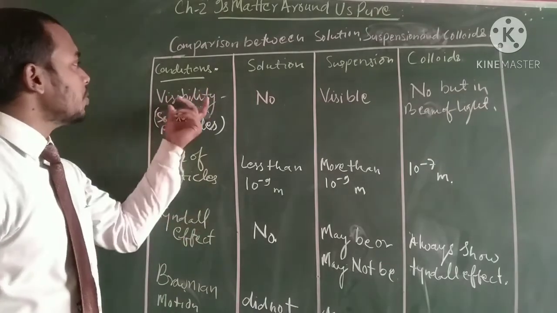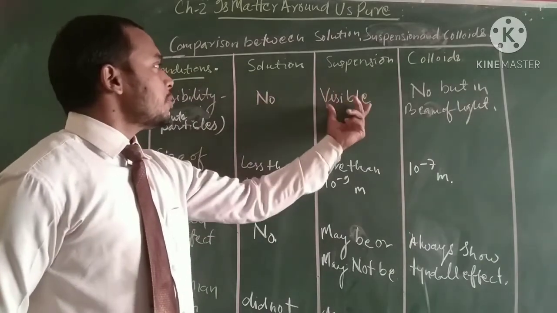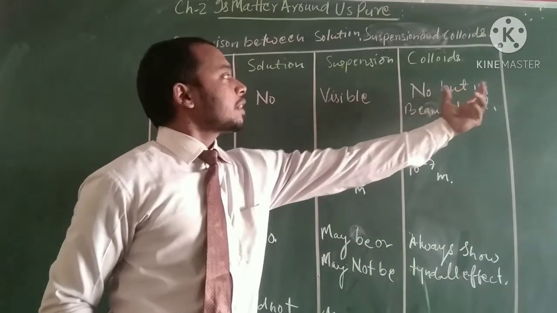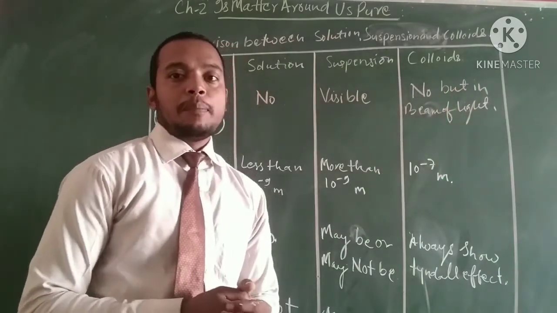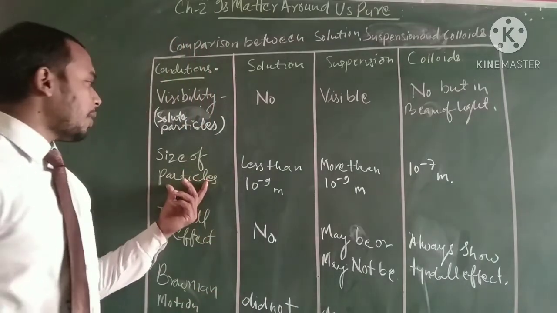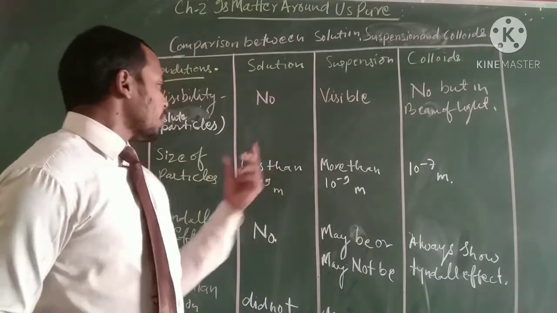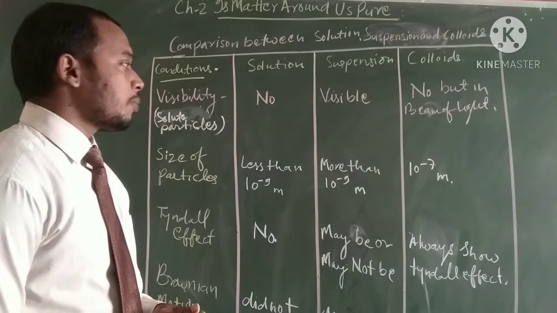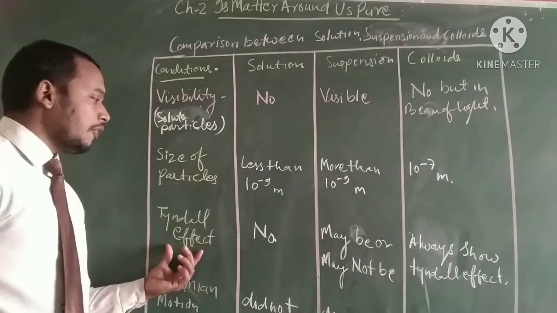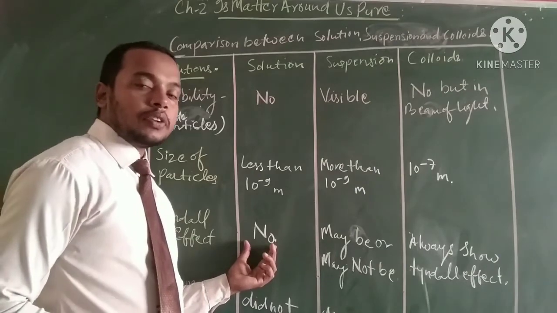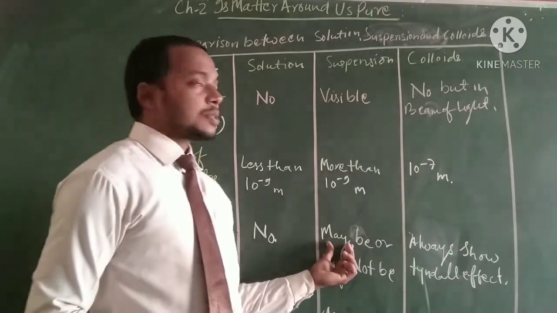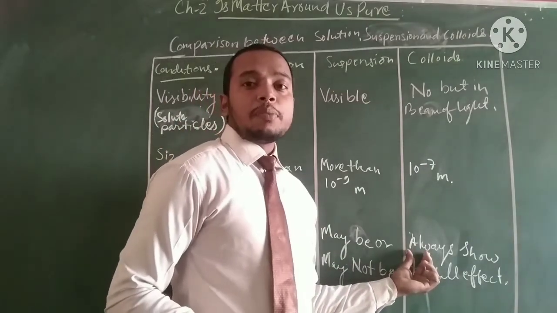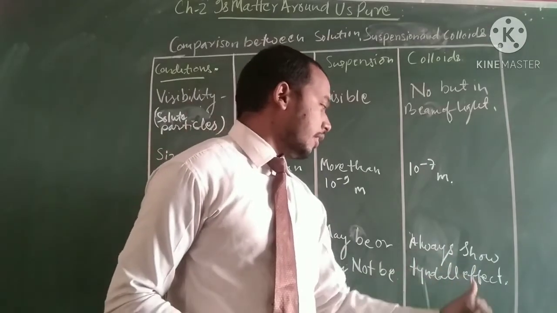So here are the conditions. Visibility in a solution is no. The particles of a suspension are visible. Colloids are not visible, but in a beam of light the particles of colloids are visible. Size of particles: less than 10 to the power minus 9 meter, more than 10 to the power minus 9 meter, and near about 10 to the power minus 7 meter. Tyndall effect: the particles of a solution do not show the Tyndall effect. Suspensions may or may not. Colloid particles always show the Tyndall effect.